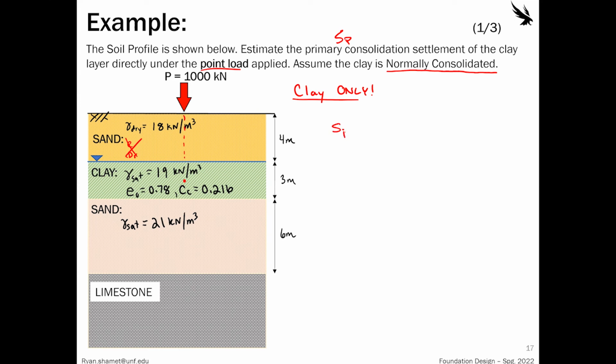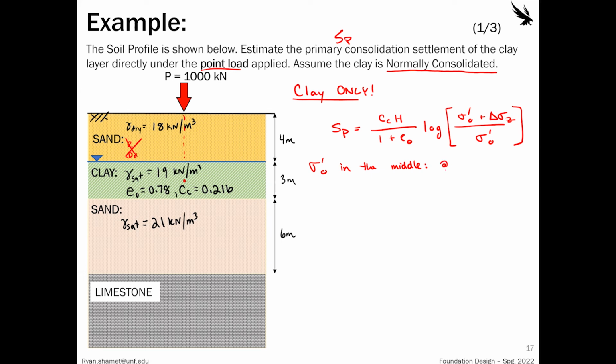And just to recap our equation here, Cc H over 1 plus e naught, and our log. Again, this is because it is normally consolidated. If it wasn't normally consolidated, we cannot use this equation. Remember, what we need is the effective stress in the middle. We also need the increase in vertical stress on the top. So let's do the effective stress in the middle first.